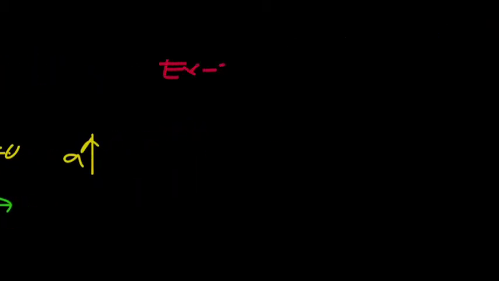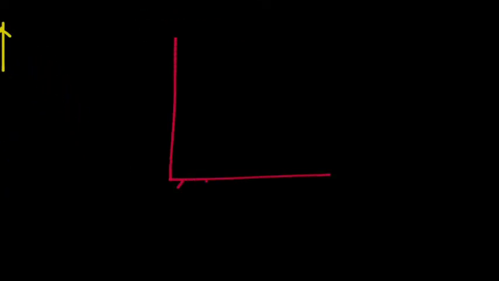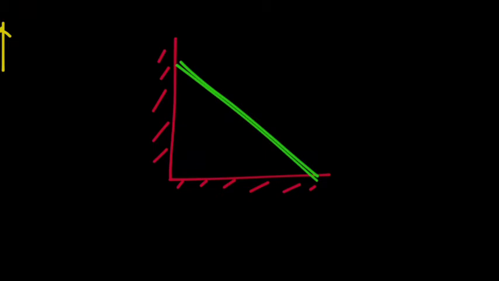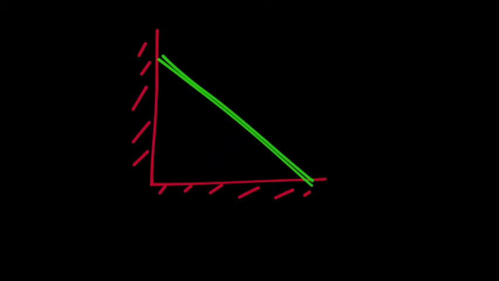Example number 5. Let's think of a ladder that is placed on a rough floor and on a rough wall. What will be the direction of the frictions acting here and here? How can we think of this? The ladder, in which direction does it tend to slip? Does it slip into the wall or away from the wall? For sure, it's going to slip away from the wall. Its intention is to slip away.